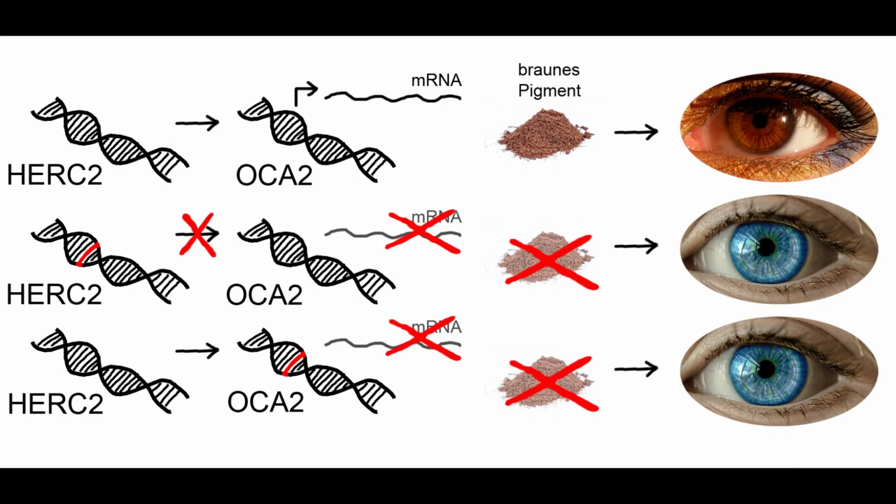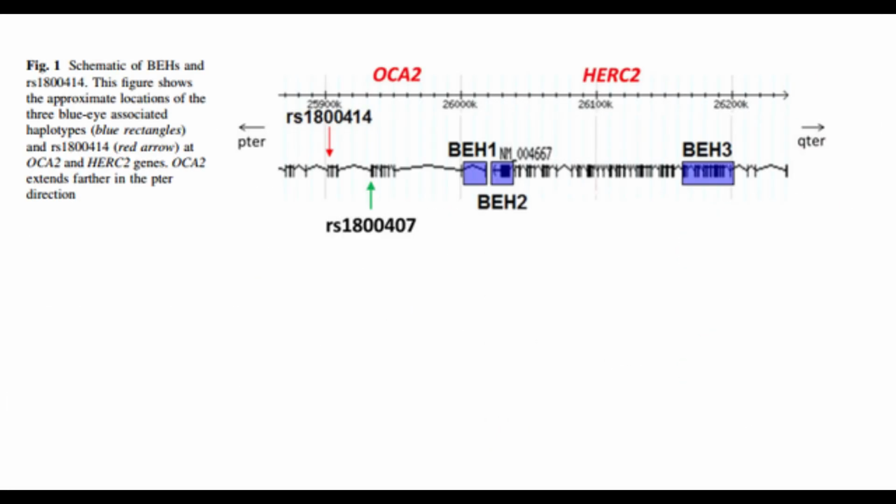Now, just so that we are on the same page, when you see charts such as this, you have to understand that the labels OCA2 and HERC2 here only serve as a metaphor or a shortcut for the various single nucleotide polymorphisms located in those genes that are decisive in eye color prediction. I use terms such as BEH3 and BEH2, blue eye haplotypes 3 and 2, as shortcuts for a set of variants in the HERC2 gene that are most decisive in eye color.